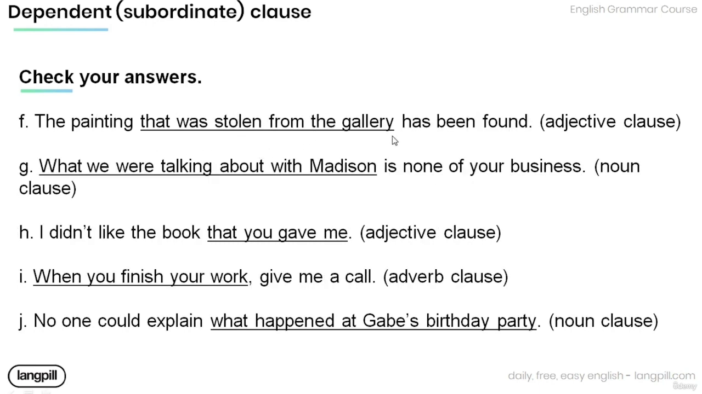F. That was stolen from the gallery. Adjective clause. G. What we were talking about with Madison. Noun clause. H. That you gave me. Adjective clause. I. When you finish your work. Adverb clause. J. What happened at Gabby's birthday party. Noun clause.